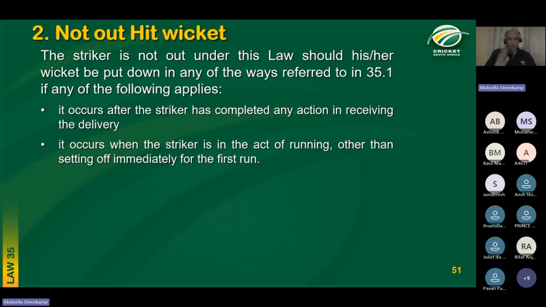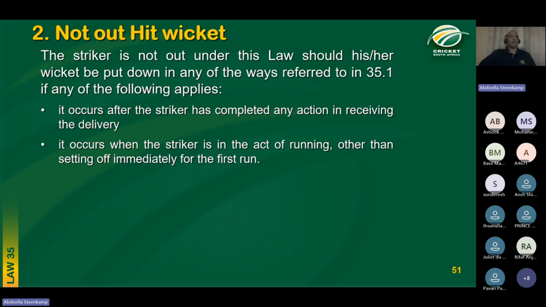Also, the striker will be not out hit wicket if it happens when the striker is in the act of running other than the first run. I mentioned earlier, you can only give the striker out in the first run, in setting off for that first run, and there was an important word in that sentence, and that word was immediate. It needs to be immediate. If it's immediate, and the striker is setting off, that back foot lands, puts the bails on the floor, on appeal, out hit wicket. If it's not immediate, if there's any pause, the striker will be not out hit wicket. So the striker is not out hit wicket if the striker puts the wicket down and it's not that first run.